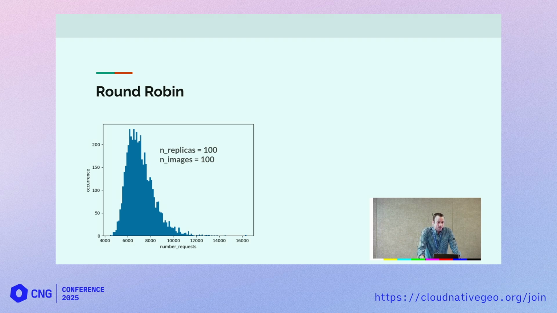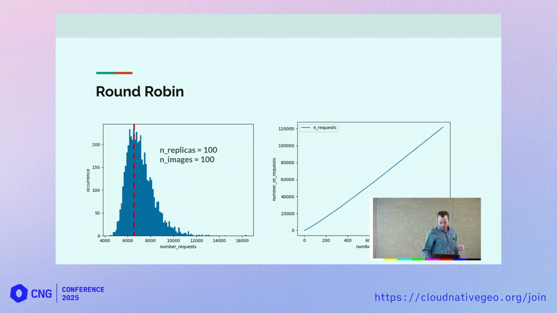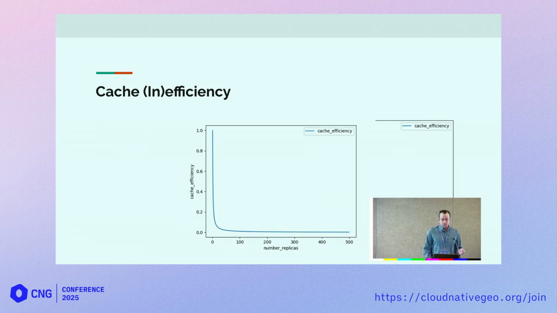You run this simulation like 10,000 times, you plot the distribution, and you get this nice normal distribution. What we can then do is run this not just across 100 replicas, but a bunch of other replica counts. And you can see that in general, as you scale horizontally to process more data, you end up requiring significantly more requests to fully cache the image across your tile server, which sort of makes sense intuitively. The bad part about this is, ooh, what is happening there?